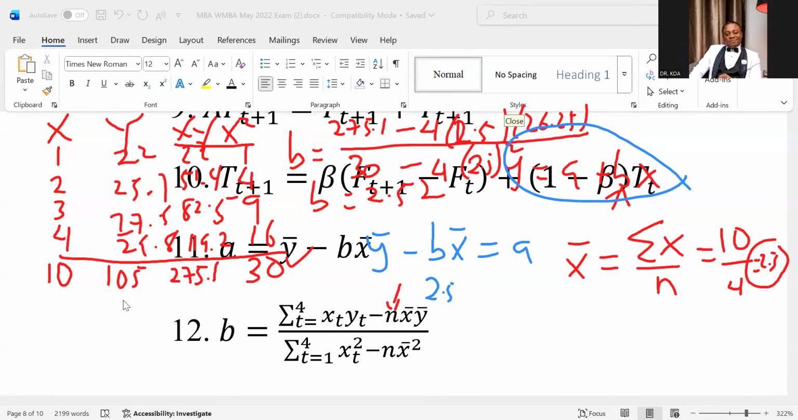So what you do is that you get your Y bar. Your Y bar is going to be, what value is that? 30? No, not 30. 26.25. So you substitute that 26.25 here, then minus B, then X bar. X bar is what? 2.5, equals A. So when you work it out, you're going to find A to be what value?